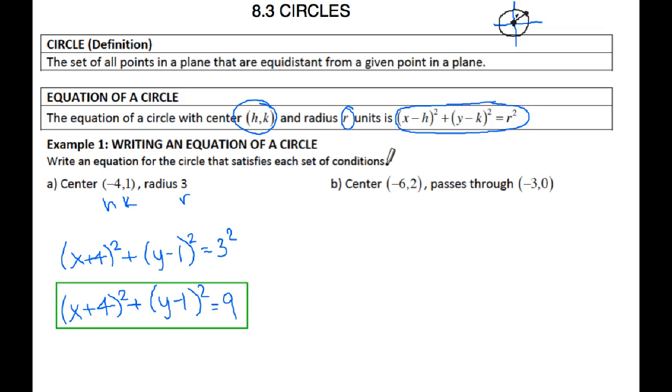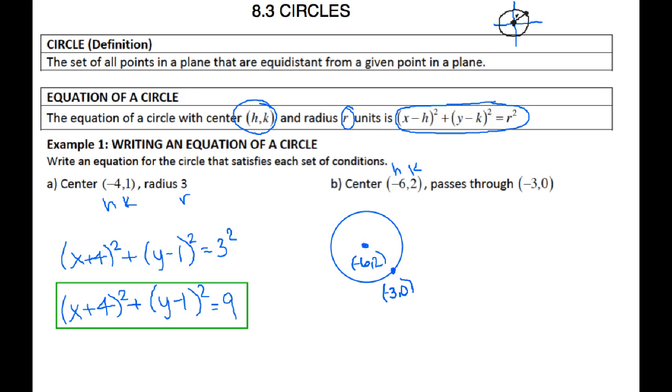All right, for the second one, we have our center, so we have h, k, and it passes through a point, -3, 0. So I'm going to go ahead and draw a circle. All right, so here's my circle. In the center of my circle is -6, 2. And then it passes through the point -3, 0, so that means somewhere on this circle is -3, 0. I'm going to just say it's down there. It's not going to be 100% accurate, but we'll just pretend.